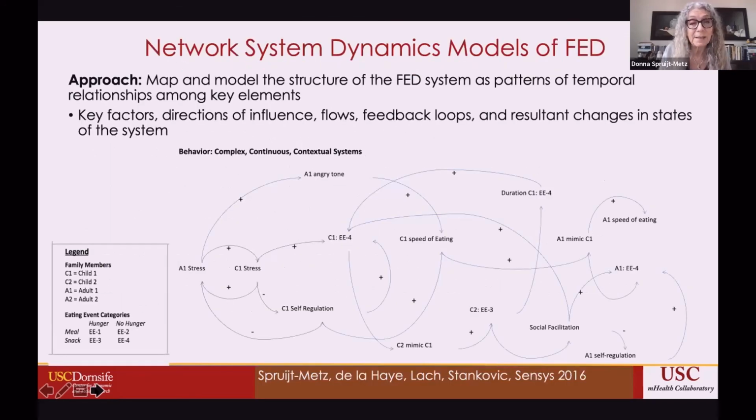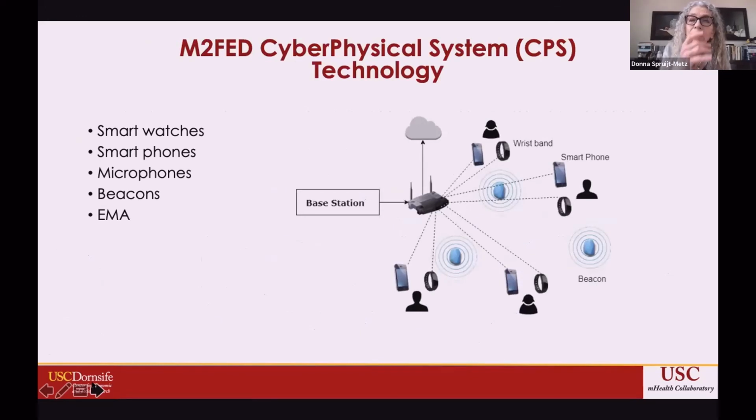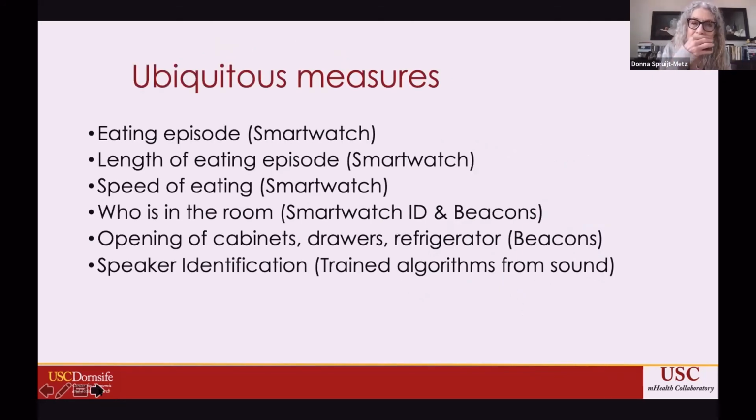And enter FED. This is our systems map: if mom is in a bad mood and gets angry at child one, then child one will get angry and eat faster, and this is how it all influences one another. So we put together this M2FED cyber physical system. It had smartwatches and smartphones and microphones spread out through the house, beacons attached to the smartwatches that told you who was who, and ecological momentary assessment. We installed these in family homes for 2 weeks. It was intense, and we measured all of these things ubiquitously.